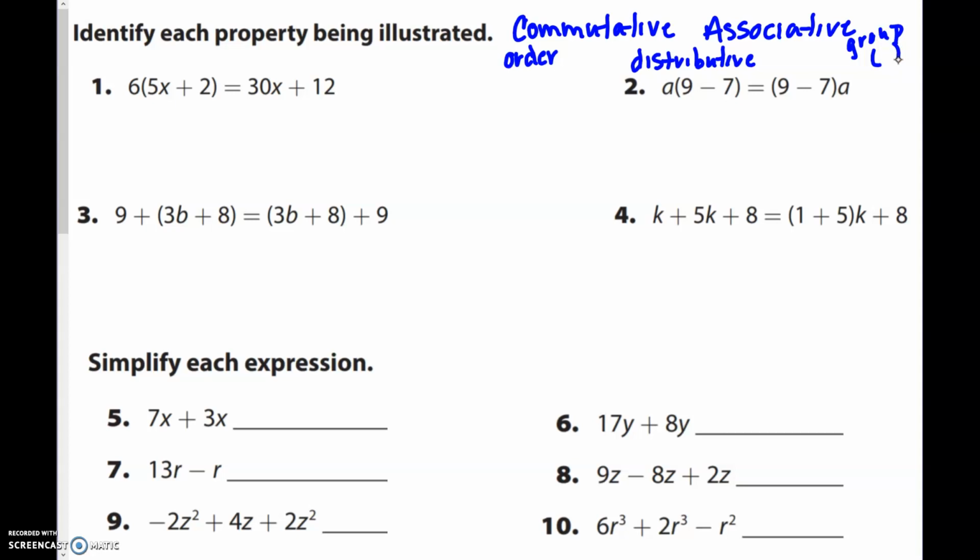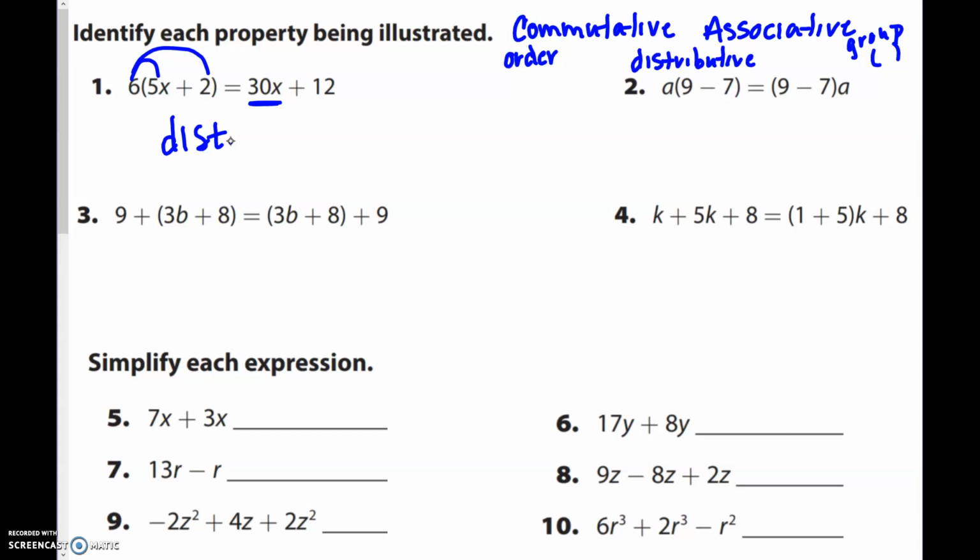All right, so let's look at this first one. Distributive, commutative, associative. So we have 6, 5, we've got parentheses, and then we've got a 30x. So how'd we get that 30x? Well, we took 6 times 5x, and we then took 6 times 2. This is the distributive property. It would probably be a good idea for you guys to pause this video, give maybe the first 8 problems a try here, and then resume the video and see how well you're doing and if you are doing okay with what we did on yesterday's lesson.